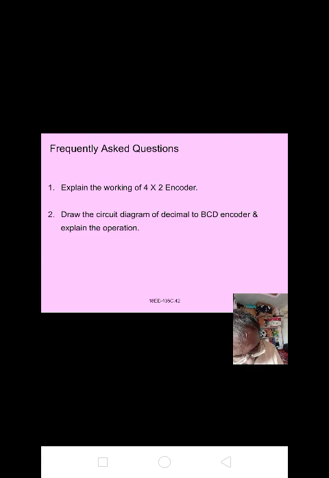Most important question, it is a 5 marks question. Draw the logic circuit diagram of the decimal to BCD encoder, as well as the truth table, logic diagram and working of the decimal to BCD encoder. Okay, I will send it to you.